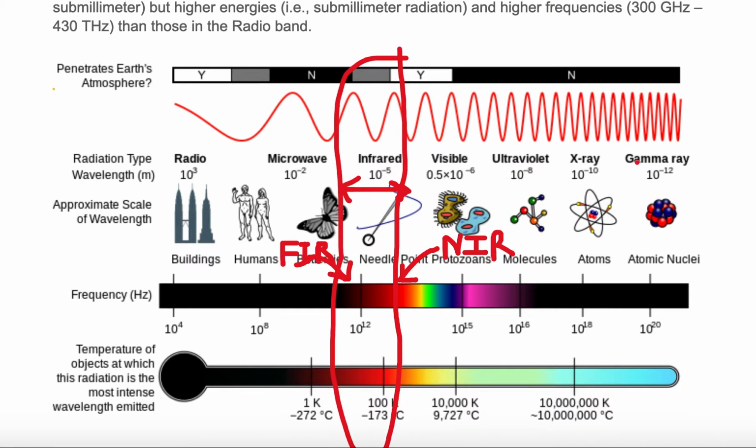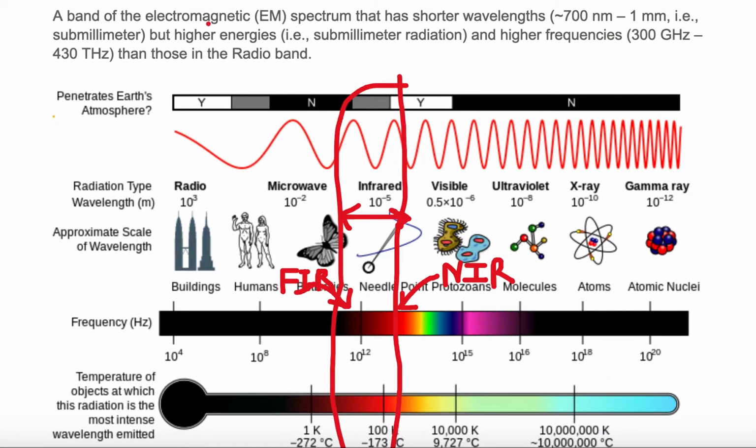Now this band is noted for having shorter wavelengths than the radio band. Notice the radio band here has very long wavelengths, and notice that they get shorter. The distance from peak to peak gets shorter in the infrared band compared to radio, and thus we have higher frequencies. If you notice, the frequency value increases. Now the numbers are getting so large, we're getting into this 300 gigahertz to 430 terahertz.